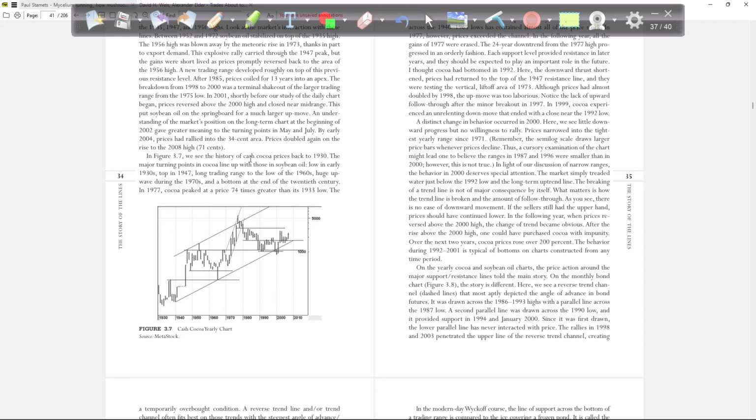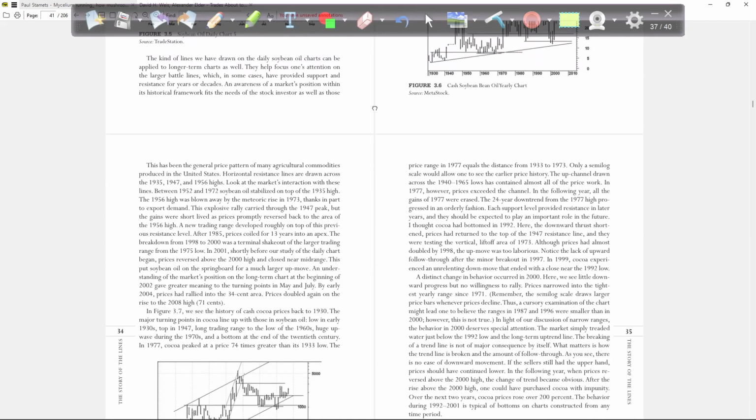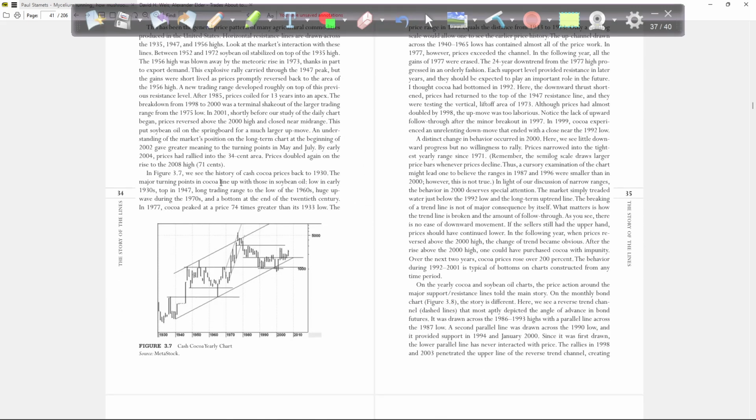In figure 3.7, we see the history of cash cocoa prices back to 1930. The major turning points in cocoa line up with those in soybean oil. Low in early 1930s, top in 1947. Long trading range to the low of the 1960s. Huge upwave during the 1970s and bottom at the end of the 20th century.